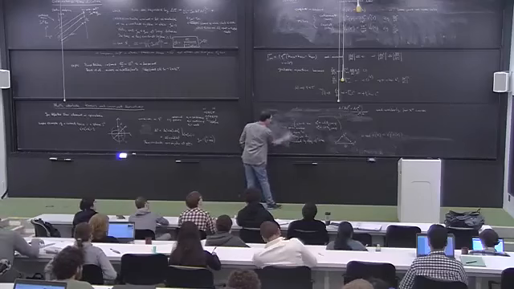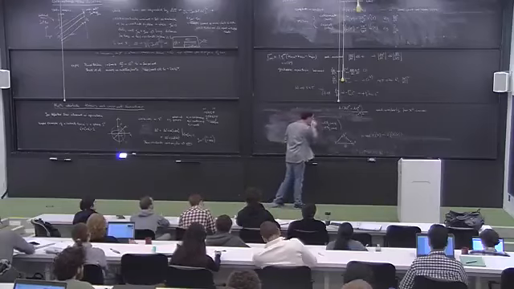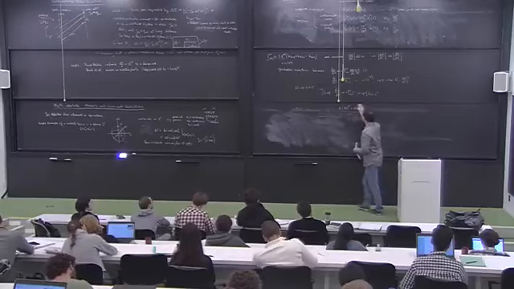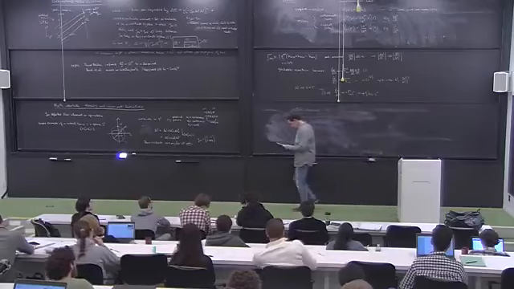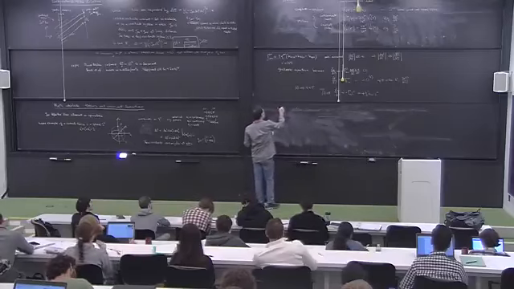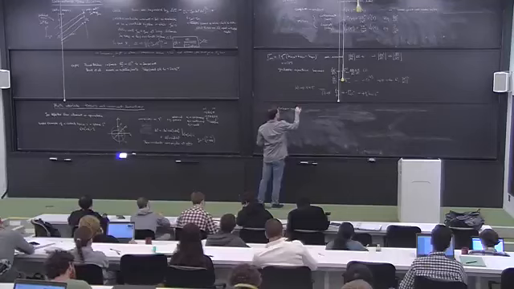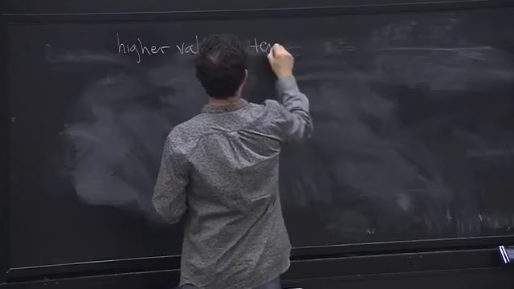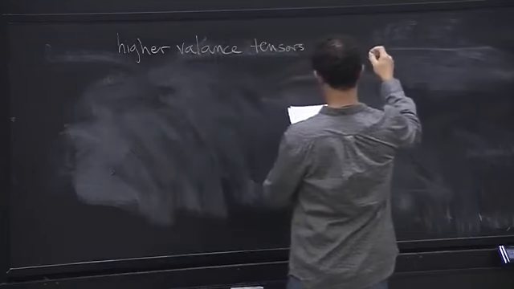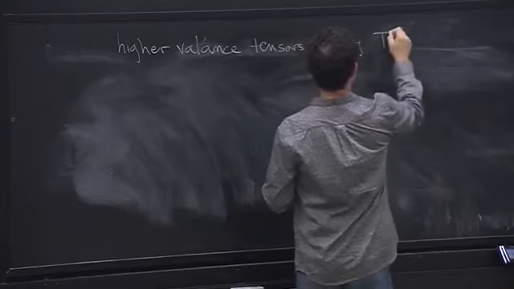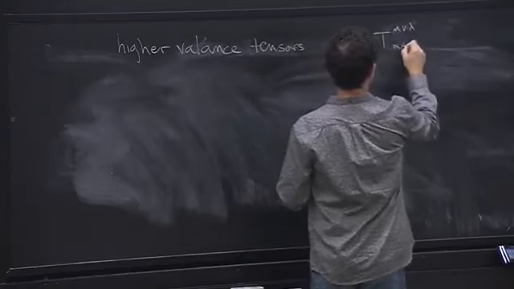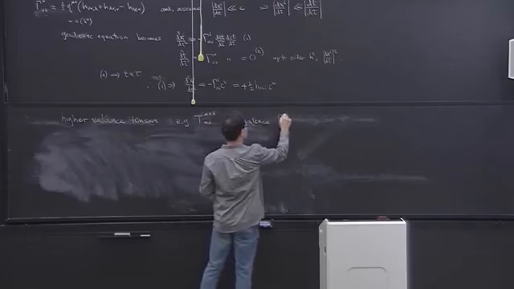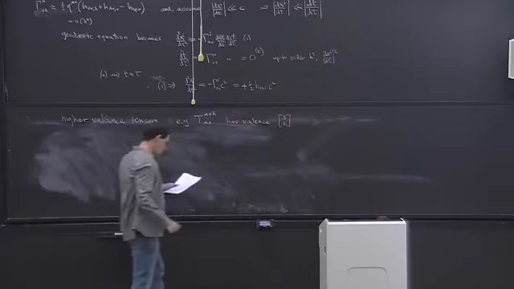And of course, we've already seen tensors with more indices, like F mu nu. And it's easy to understand that there would be tensors with any number of indices. So, higher valence tensors. Valence means the number of indices of each type. So e.g., T mu nu lambda alpha beta has valence 3, 2. That just means 3 upstairs and 2 downstairs.